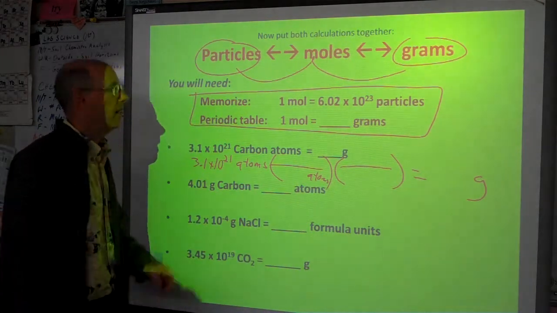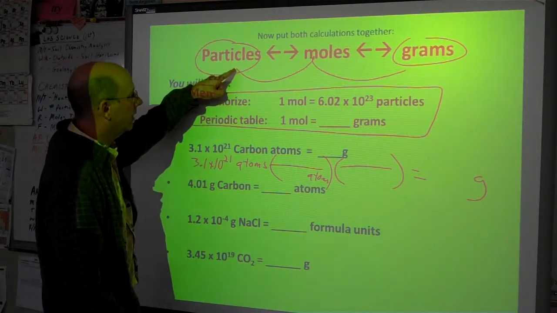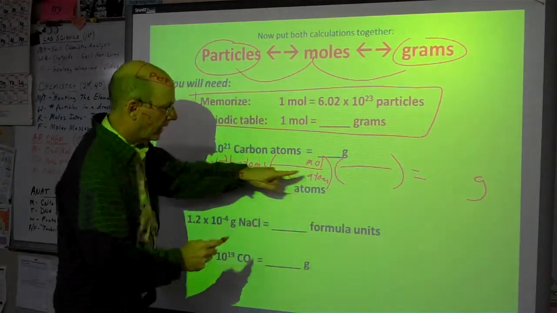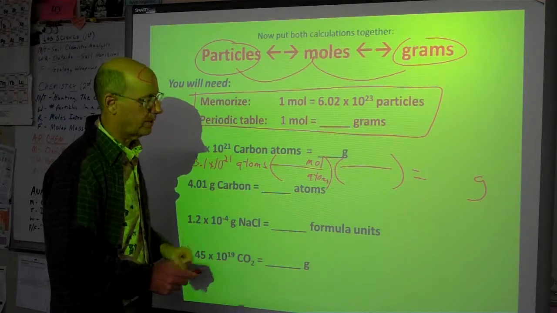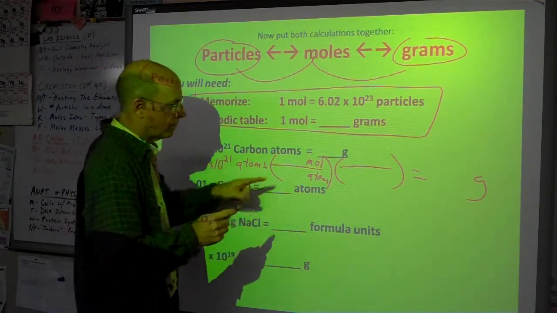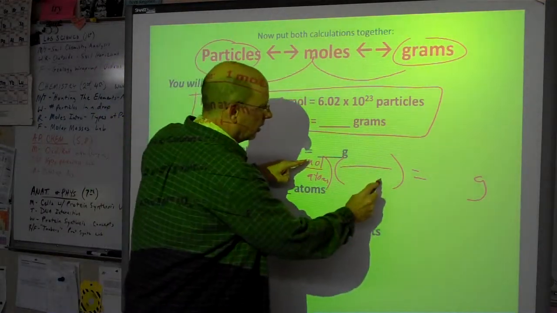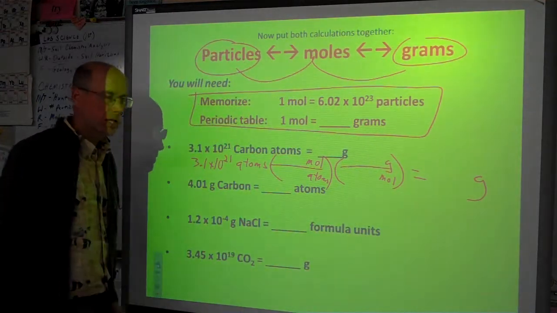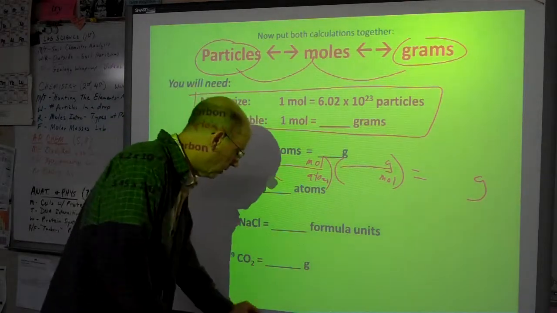And what can we convert atoms to? Atoms is a type of particle, so we can directly convert it to moles. Atoms will cancel with atoms, and then we'll have moles. But that's not what we want for an answer. We want grams. So now we have to get rid of moles and get grams. It's just a matter of plugging in our numbers and then doing the math.